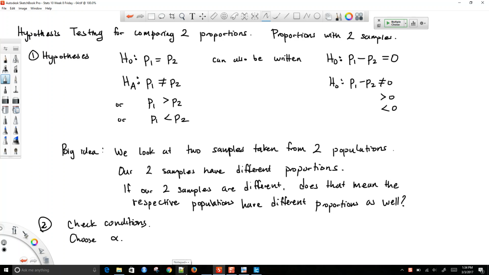Again, checking conditions is the same as before. Random and independent, large sample, big population condition, all of those things. Choosing alpha: if alpha is not specified, you're going to assume alpha is 5%.